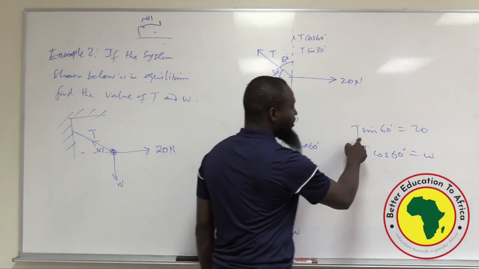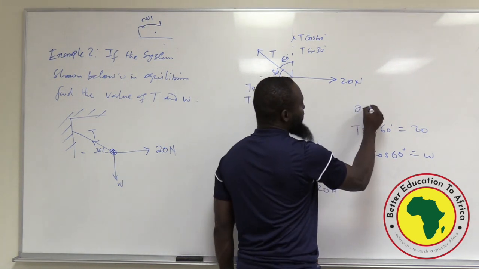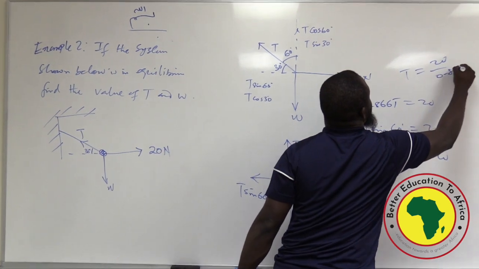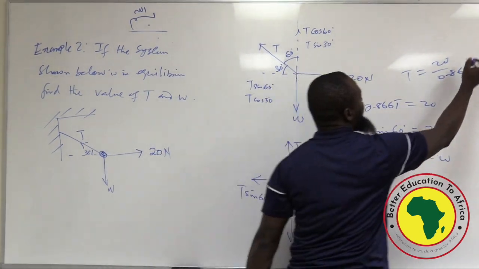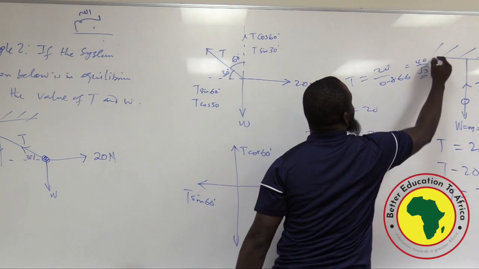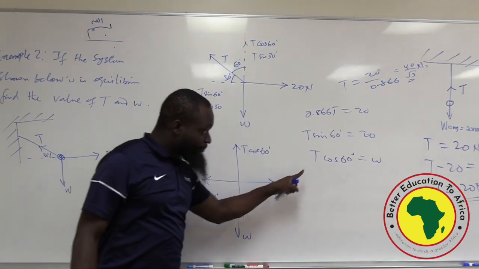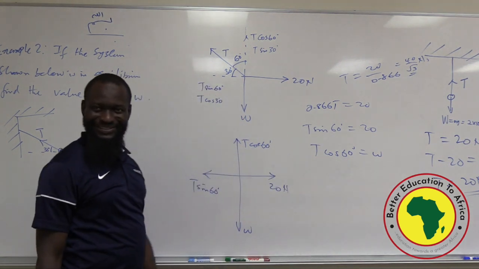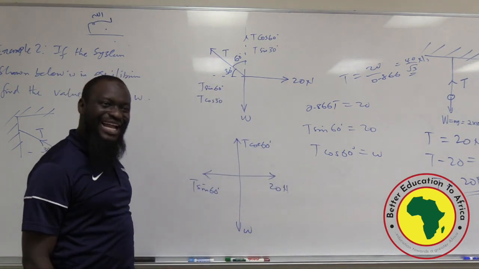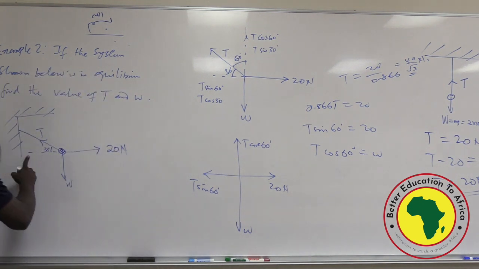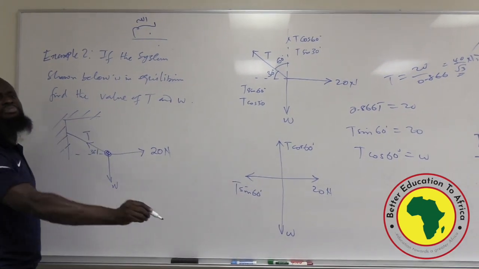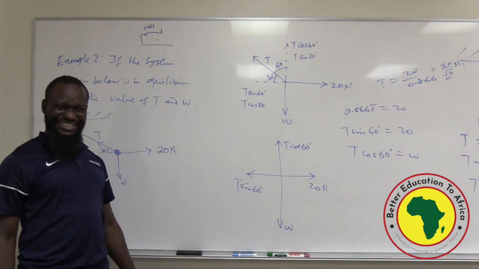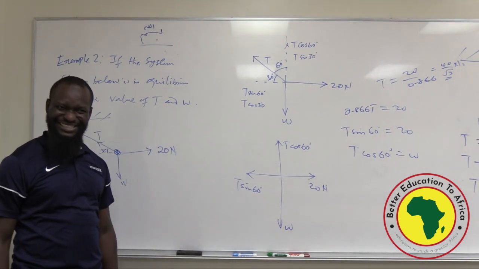From here, the only thing I don't know is T. 0.866 times T is 20. So T is 20 over 0.866, which is 40 over root 3 newtons. Now, I put that here, cosine 60, I get W. So I've gotten T and W. Like I said, you don't need to calculate, by looking at it you already know. See, cosine 60 is this. You just mark your answer because you've understood what equilibrium truly is.